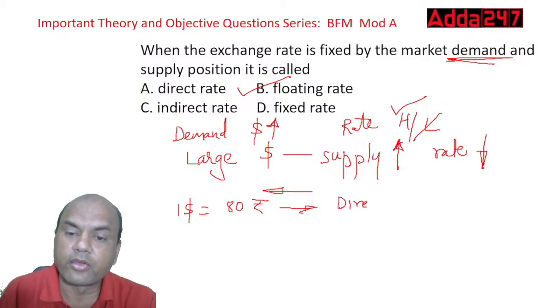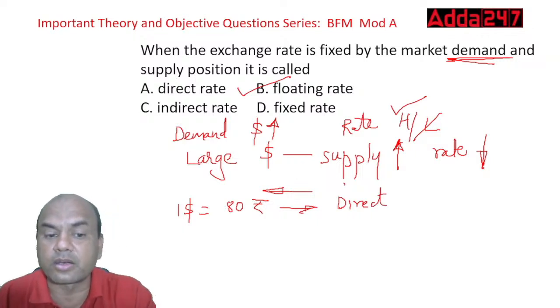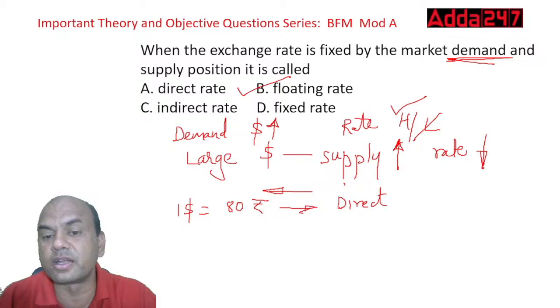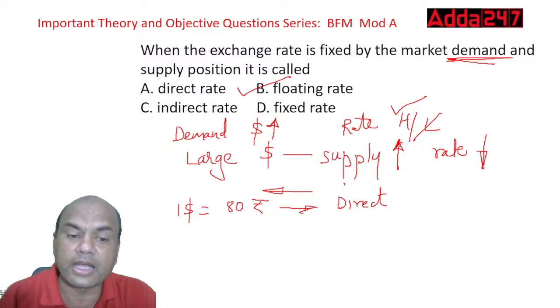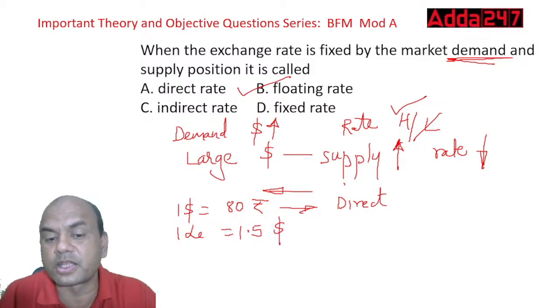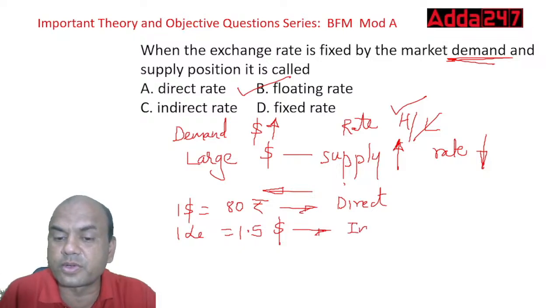Whenever, remember, the logic is simple: your dollar is fixed and your rupee, the local currency, is fluctuating. It is called as direct rate. Indirect is the reverse. Suppose I give you £1 equals $1.5. Here the dollar is fluctuating, so this is called as indirect rate. When your dollar is fluctuating, it is called as indirect rate.